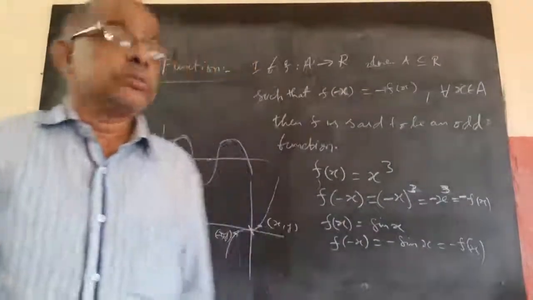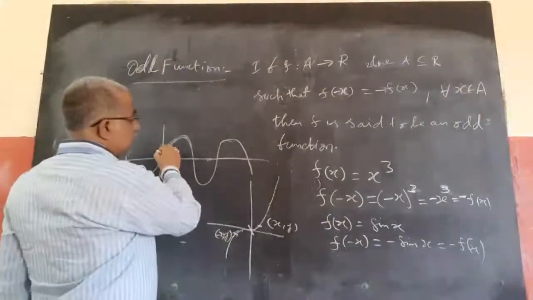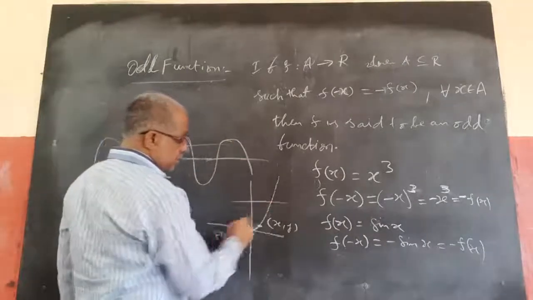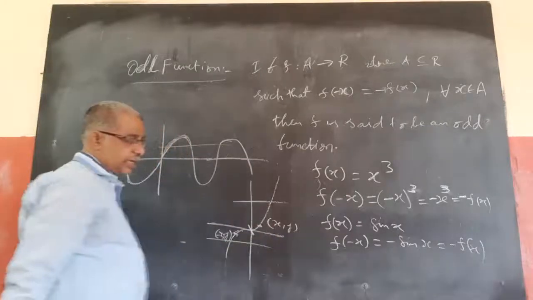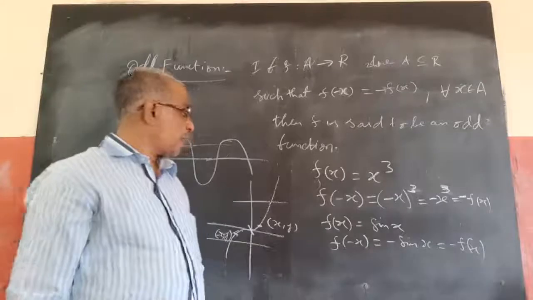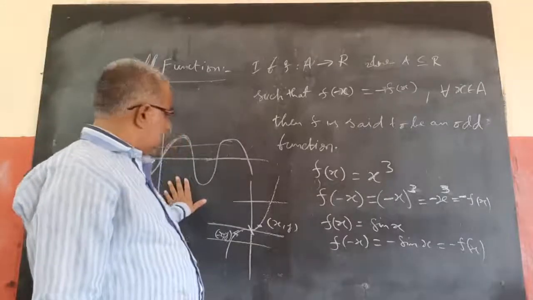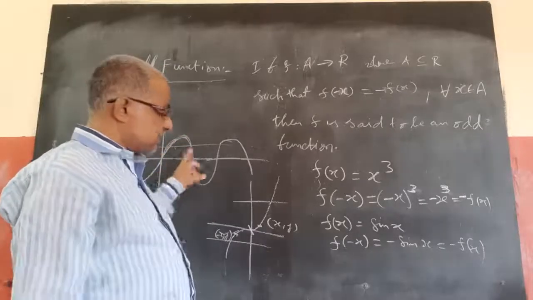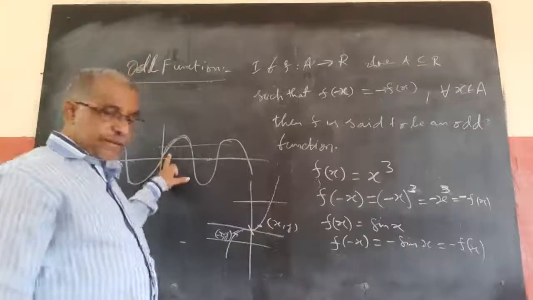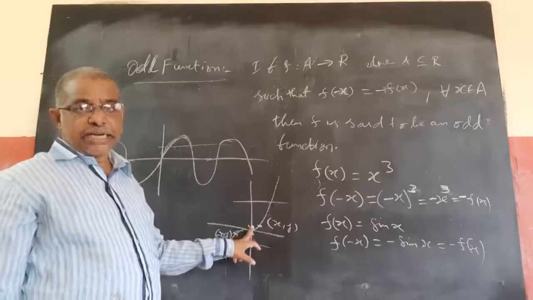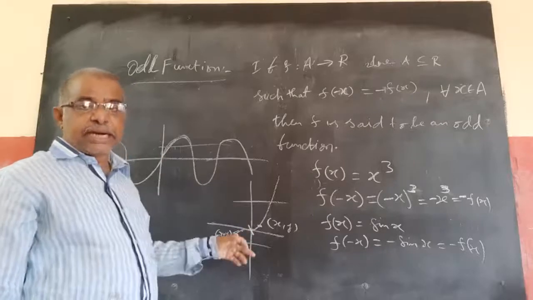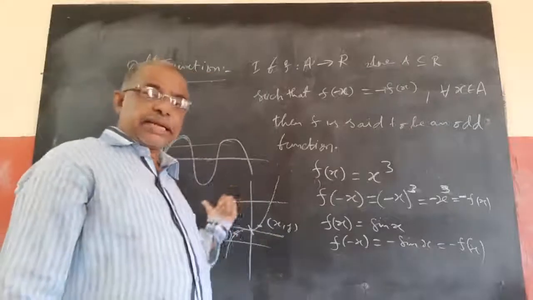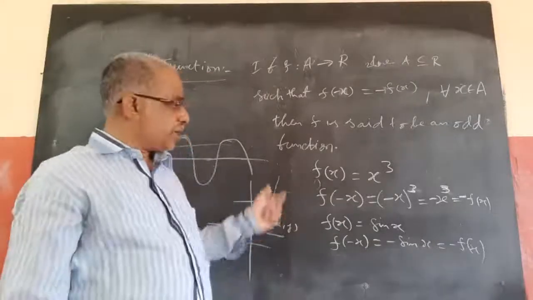If you observe here, it is not one-one; it is many-one. But here it is one-one. So it depends. Next, an odd function need not be periodic. Here sin x is periodic and x cube is non-periodic. So it can be periodic or non-periodic, but being symmetric in opposite quadrants is the property of an odd function.